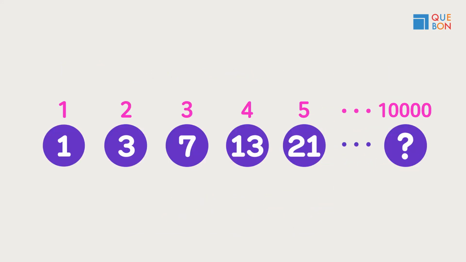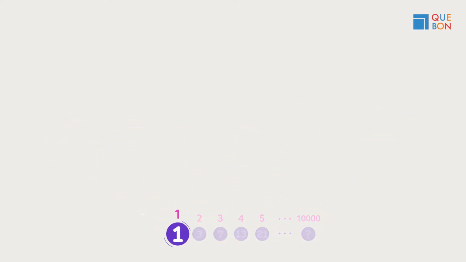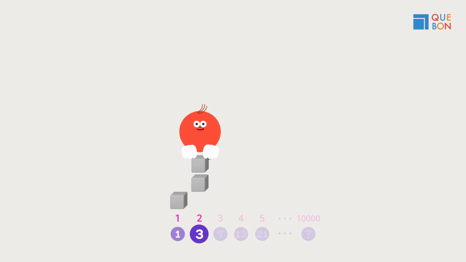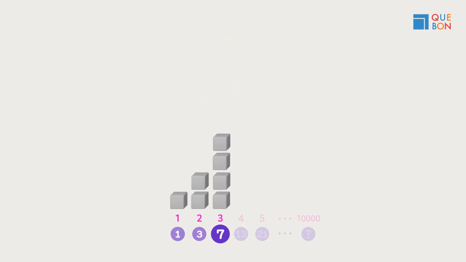Let's look at these numbers as images. We can use 1 cube to represent the first number, 1. Now we need 3 cubes to represent the second number, 3. But remember, 1 cube was already placed down, so we only need 2 cubes. Since the third number is 7, we only need to place 4 more cubes to make the total number of cubes equal to 7. What are we finding through this process?